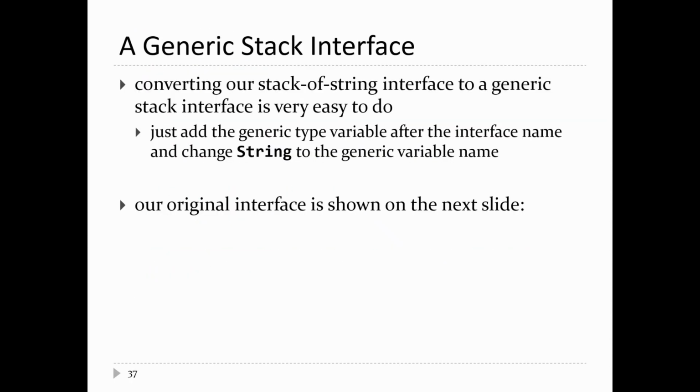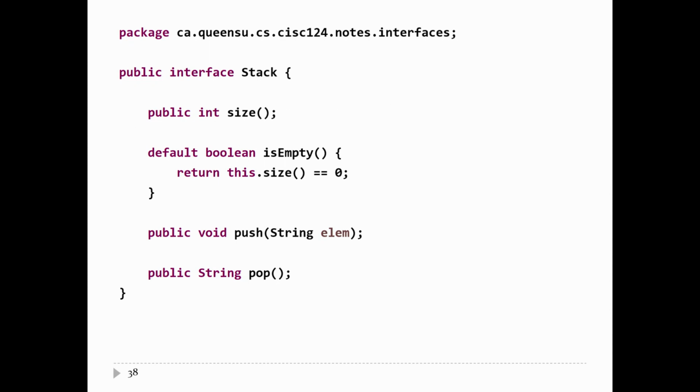Okay, one more thing to do. We have to change our interface to be a generic interface now. So there's our original stack interface. It's a stack of string in the original implementation, so its push method takes in a string, its pop method returns a string.